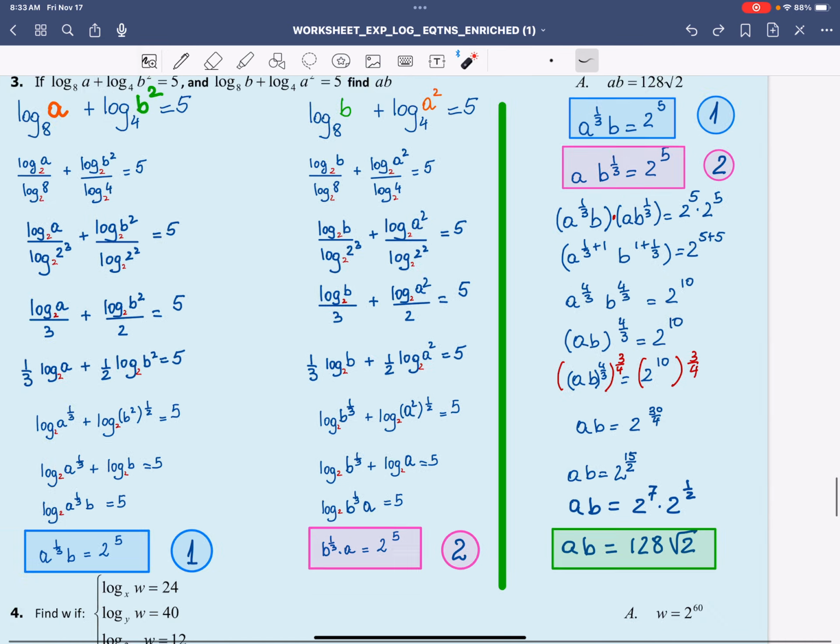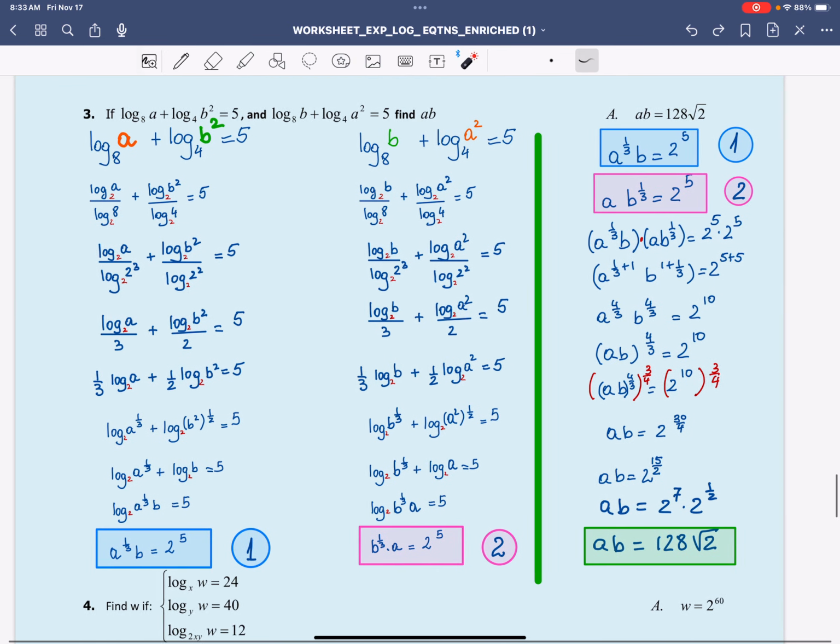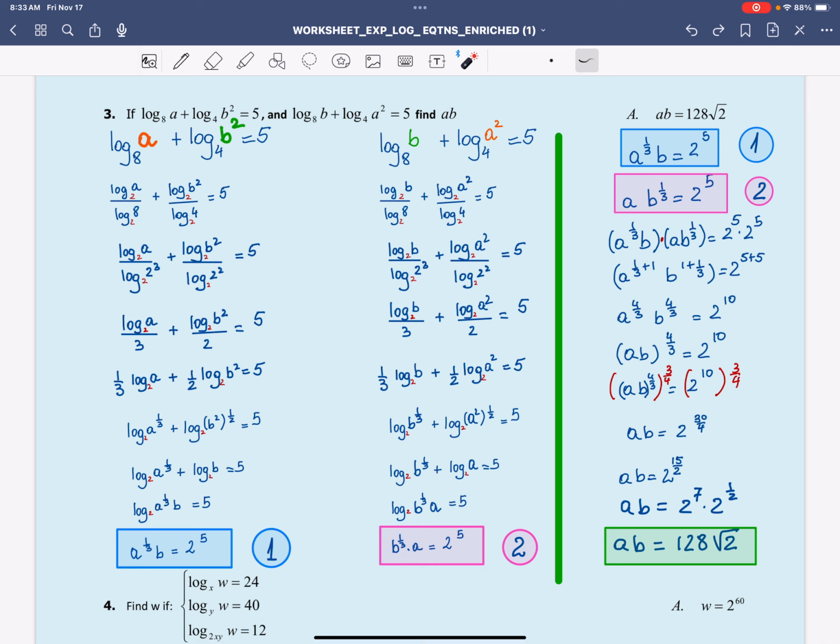So this was one of the approaches that we would take to find the product a times b, given these two equations that describe a connection between a and b.